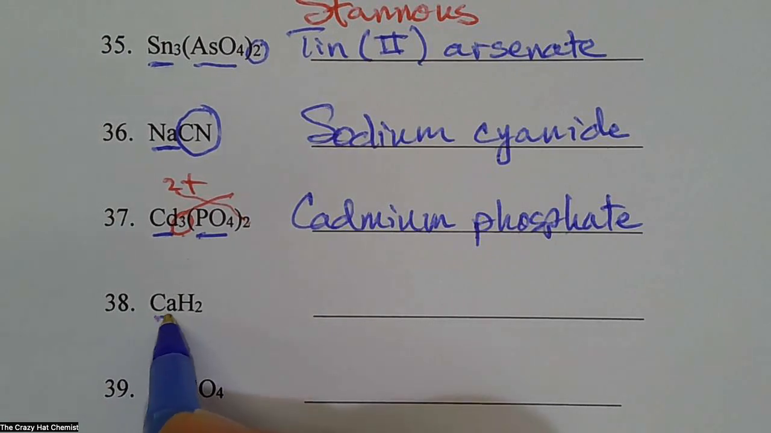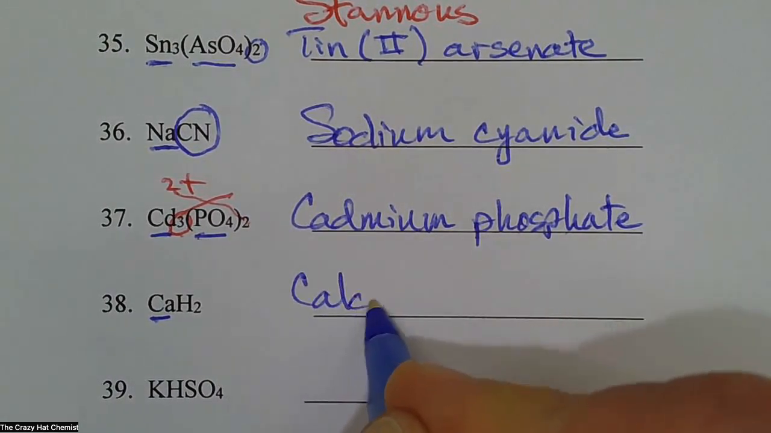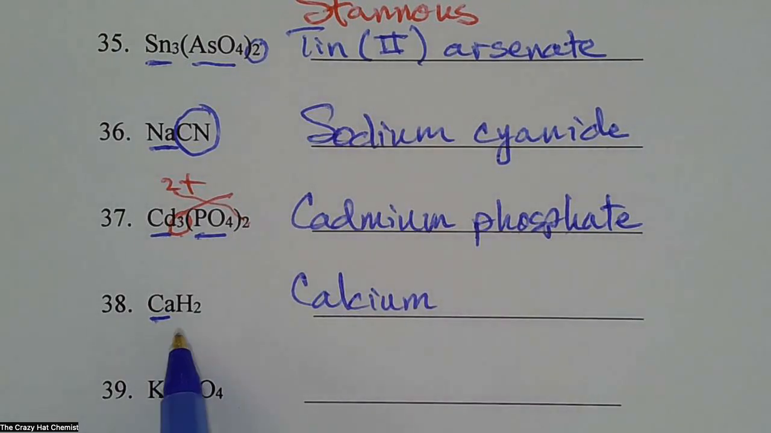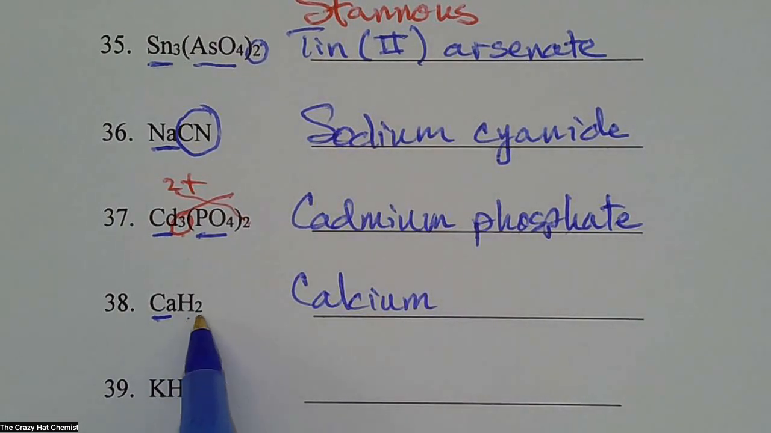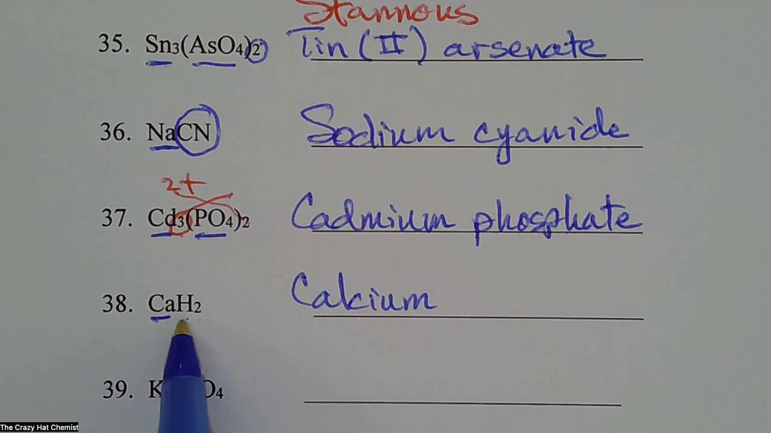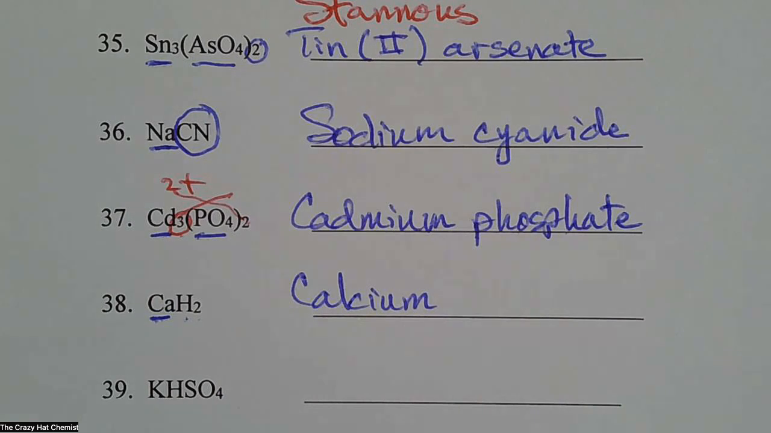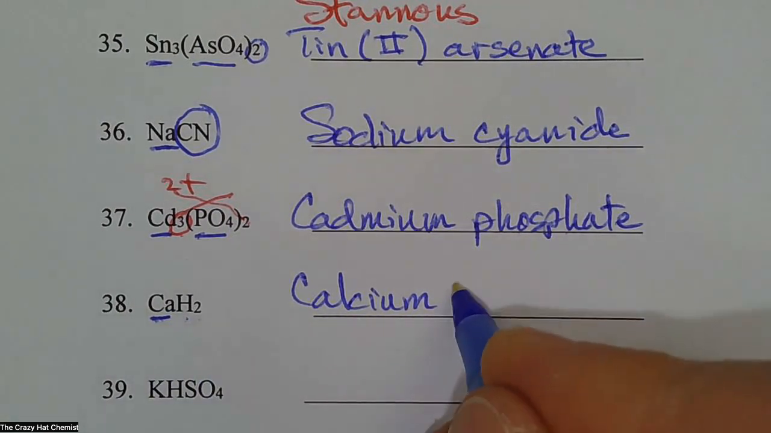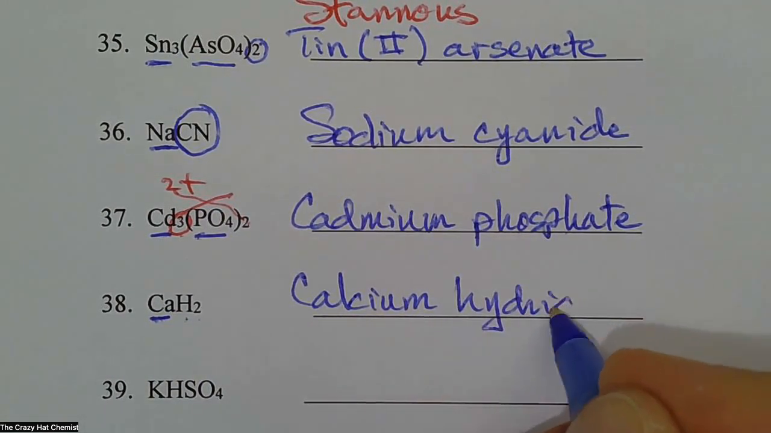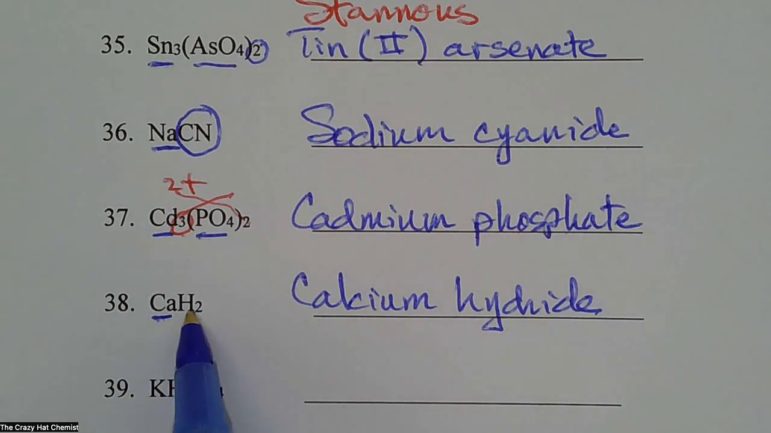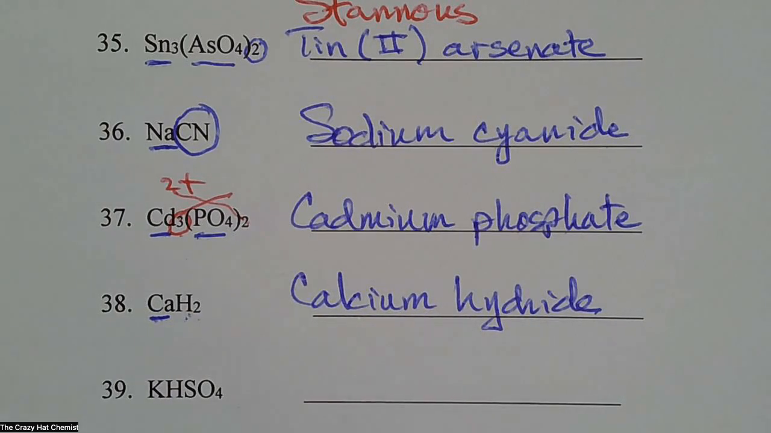This next one is calcium. And this is not like dihydrogen or anything like that, okay? We had a previous problem, and let me see if I can remember. This is just like problem number 25, which was lithium hydride. This is calcium hydride. So this is when hydrogen takes the anion charge, okay? All right, hopefully that works for you.